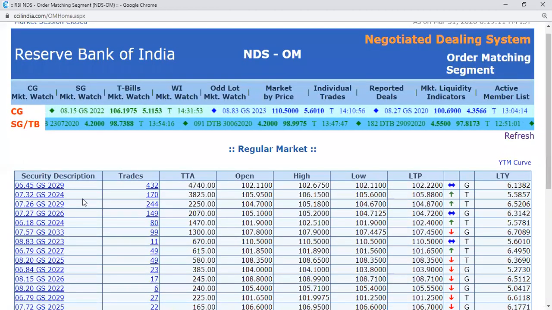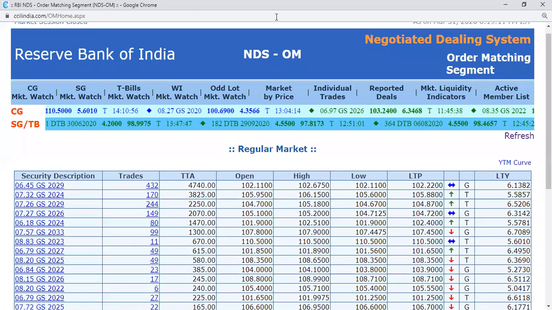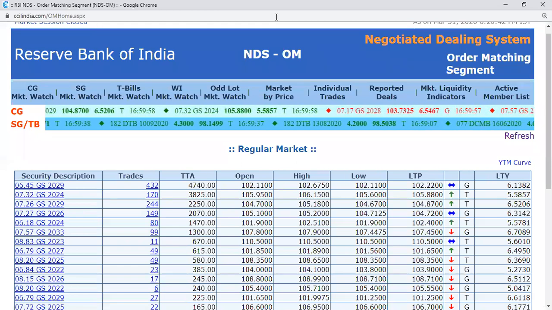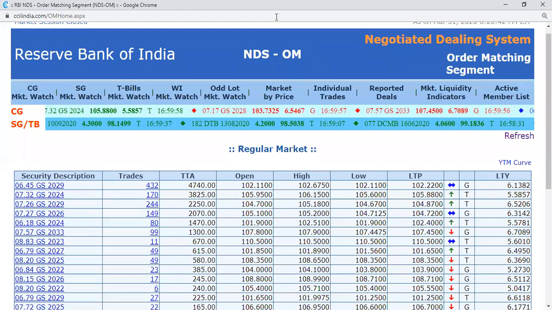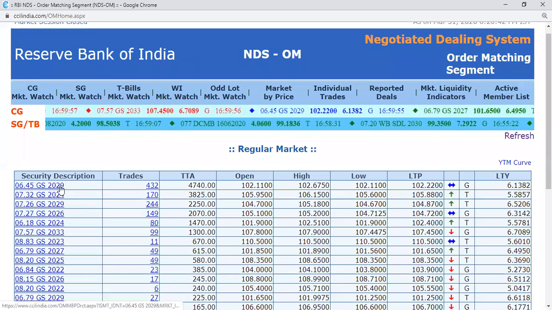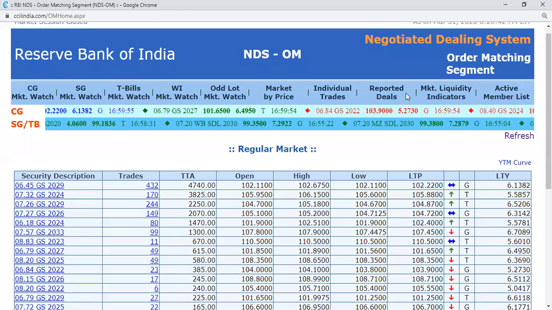Out of which, if you see the first bond, 6.45% is the coupon rate. You would know that bonds have something called coupon. GS means government security. 2029 is the maturity. So this is what is officially called the 10-year bond.